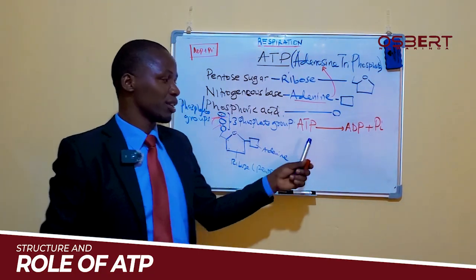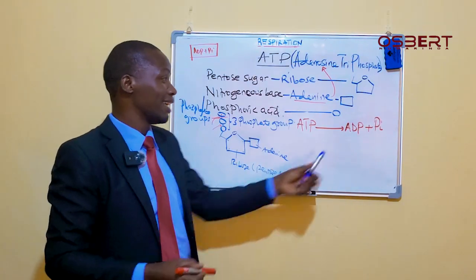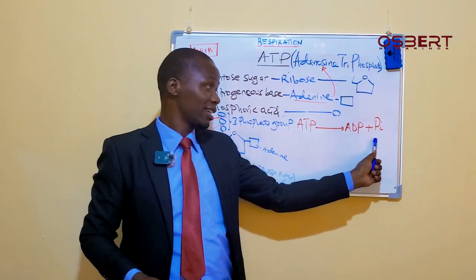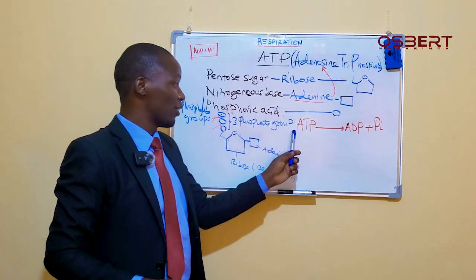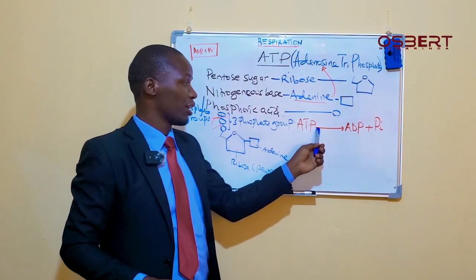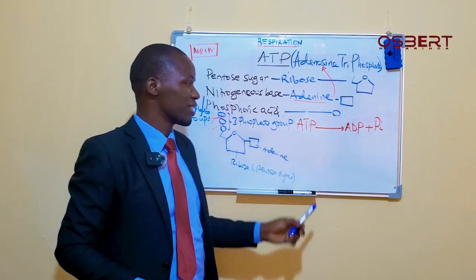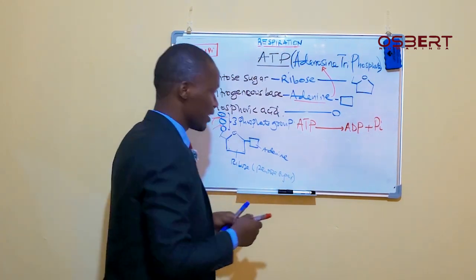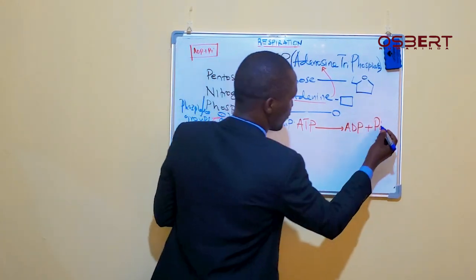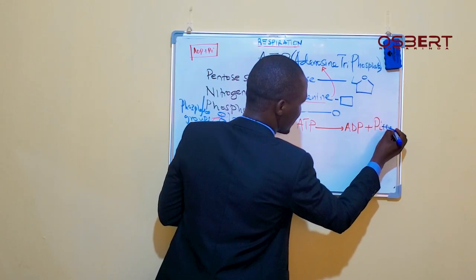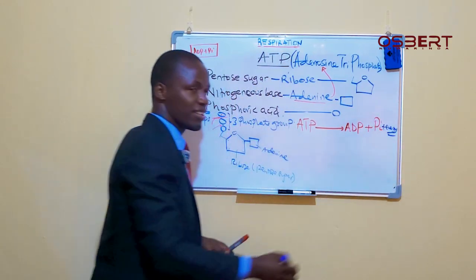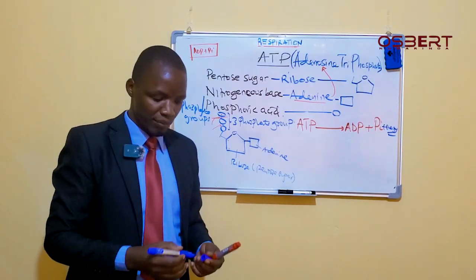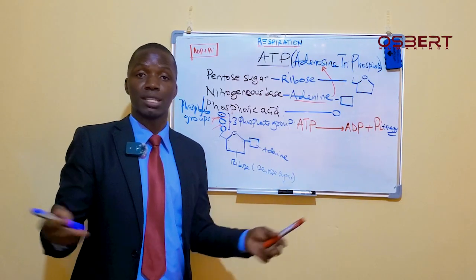That phosphate, we are calling it inorganic phosphate. This Pi means inorganic phosphate. I is inorganic, P is phosphate. So we are saying now the ATP has been broken down into ADP and Pi, but as this bond is being broken down, what happens is we produce energy. Energy is released, and that energy can then be used to do some functions.